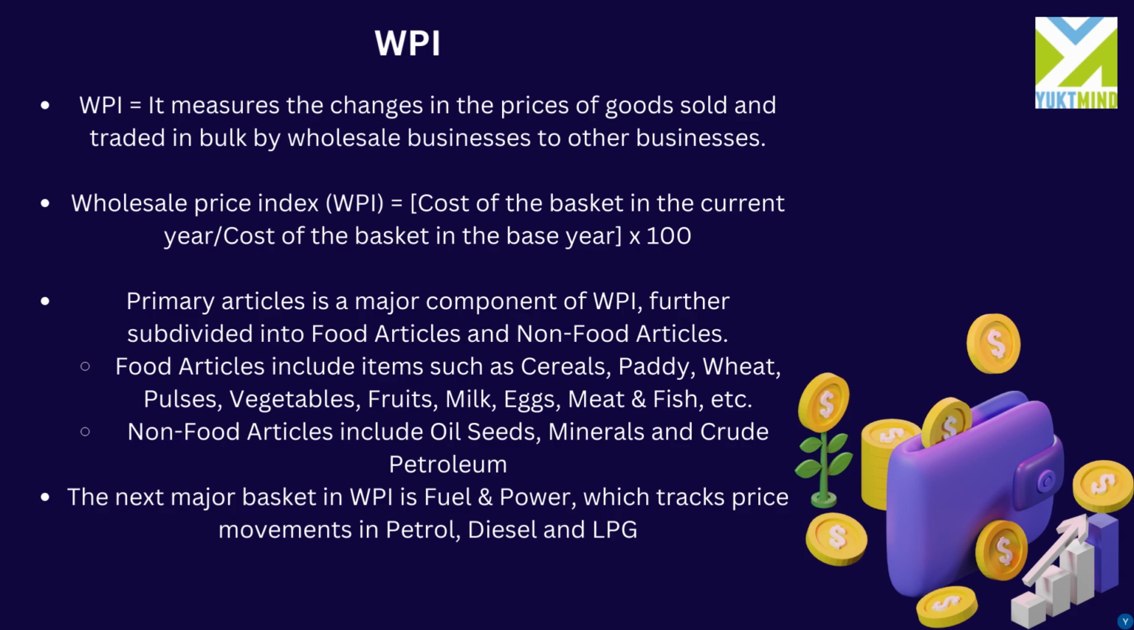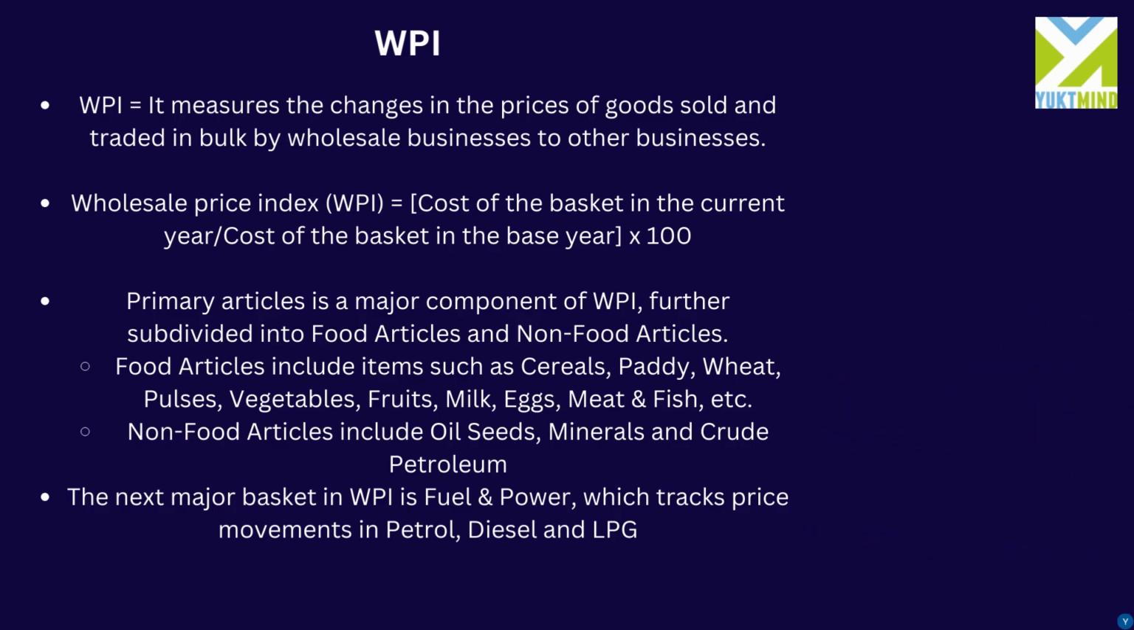So the basket for WPI is divided into three components. The first is primary articles, which is subdivided into food articles and non food articles. Food articles include items such as cereals, paddy, wheat, pulses, vegetables, fruit, milk, eggs, meat and fish, etc. The second is non food articles include oilseeds, minerals, and crude petroleum. The second component is fuel and power, which tracks prices movement in petrol, diesel, and LPG.